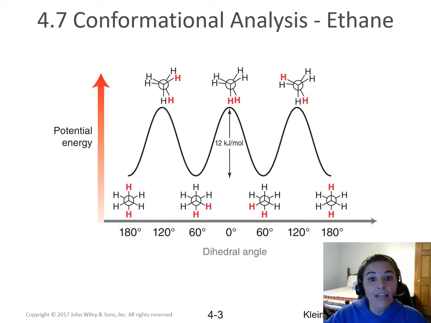Okay, so let's look at the rotation around a carbon-carbon bond of the molecule ethane. Again, we know that we can get free rotation around a single bond, and we can see that when the 3 bonds to hydrogen on the front carbon and the 3 bonds to hydrogen on the second carbon are staggered to each other, the molecule is lower in energy and much more stable than when those bonds are eclipsed or overlapping each other.